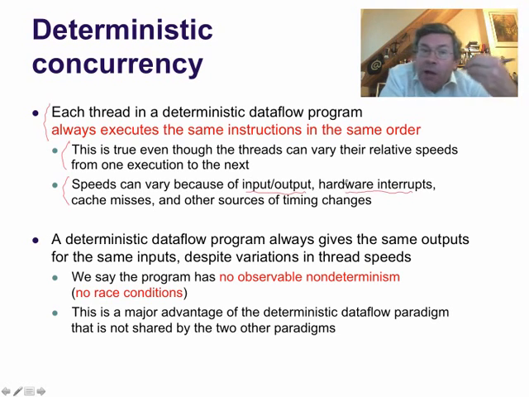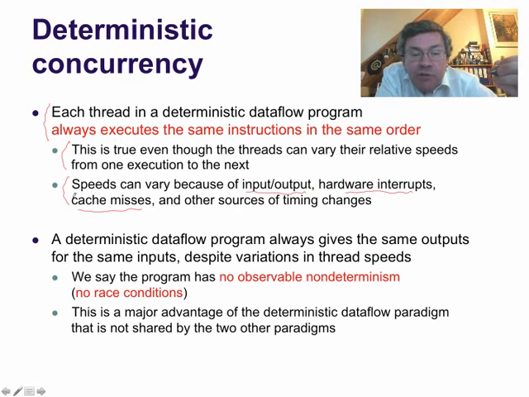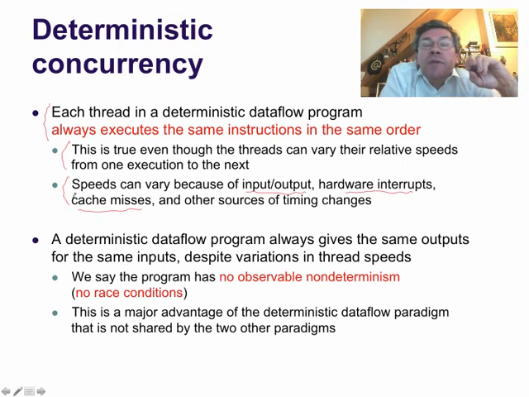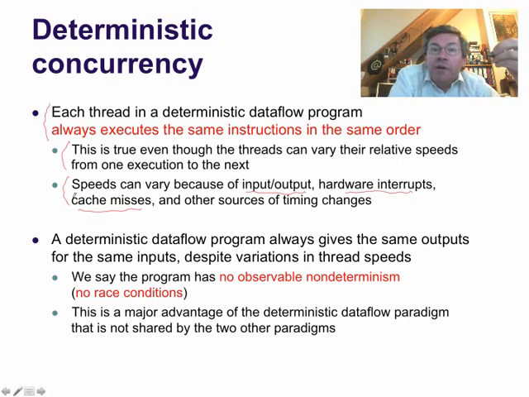Hardware interrupts by hardware clocks, which can arrive at any moment. Things like cache misses, which can cause certain things to take longer than they might otherwise take. And other sources of timing changes. For example, if your computer is running many programs in different processes at the same time, this can cause interference that changes the timing, and so on. So the speeds can vary.